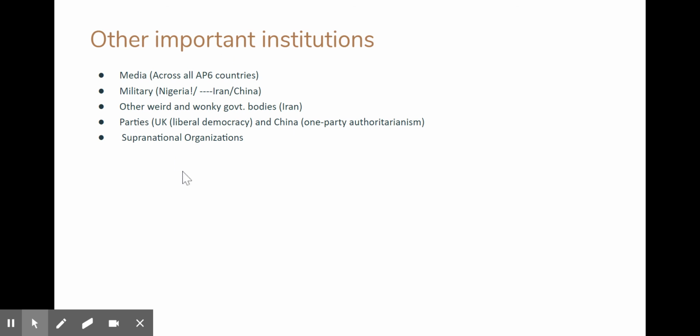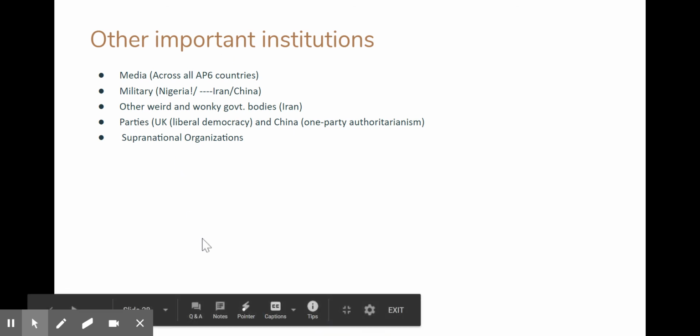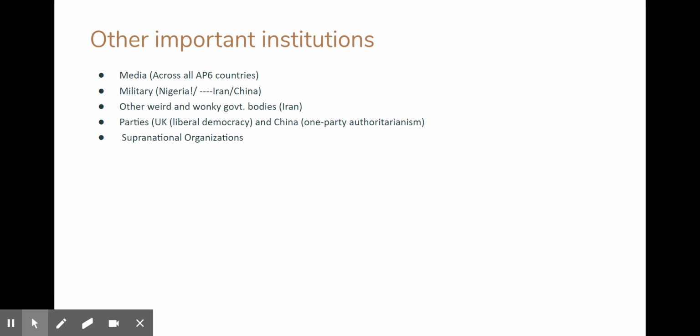I would say of all of these, we'll probably spend the most time talking about political parties. And then the last thing to mention are supranational organizations, which are internationally organized agreements or organizations that countries enter into, in which they relinquish some form of autonomy and cooperate with other countries for economic, military, or political reasons.